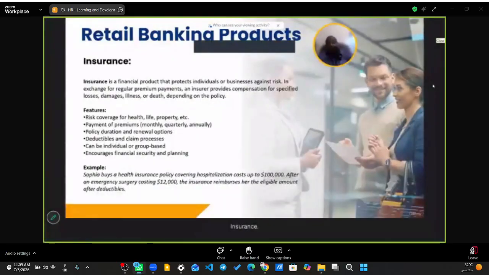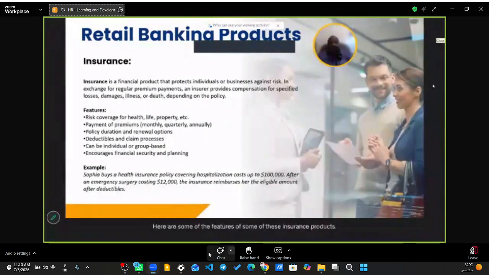Retail banking products, insurance. Insurance is a financial product that protects individuals or businesses against risk in exchange for regular premium payments that the person being covered, being protected, makes. An insurer provides compensation for specified losses, damages, illness, or death, depending on the policy. So many of us know about car insurance or home insurance and insurance products of that nature. These can be purchased also through your local bank or through your local retail banking app, because they deal with individuals. Risk coverage for health, life, and property.